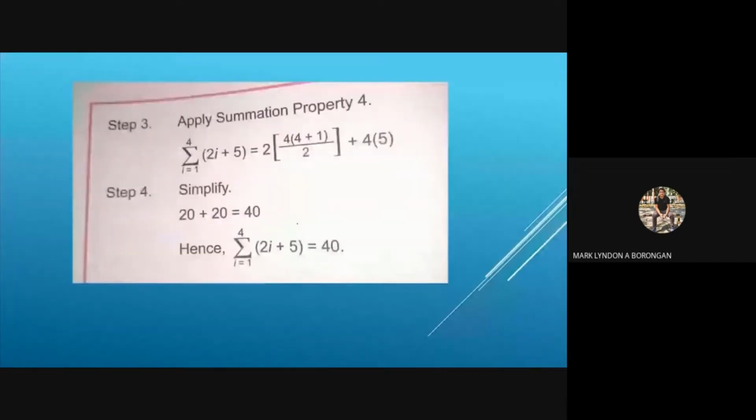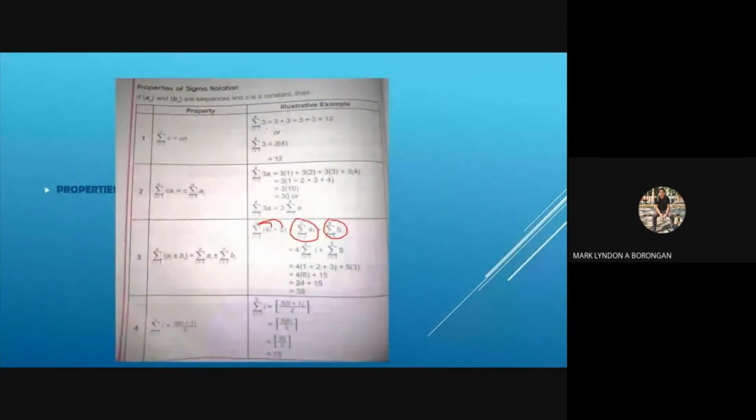Now, proceed to examples 5 and 6. Example 5 is the summation of 9 from 1 up to 5. Using our first property, since it's a constant, you can simply multiply the constant and the upper limit. So just 9 times 5 directly, guys, so you won't get confused. So, 5 times 9, you'll get 45. That is how it works if a constant is given.